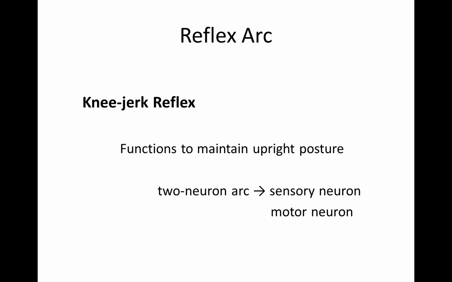Now let's take a look at the knee jerk reflex. Function in maintaining upright position or posture. This type of reflex only involves 2 neurons, a sensory and a motor neuron.